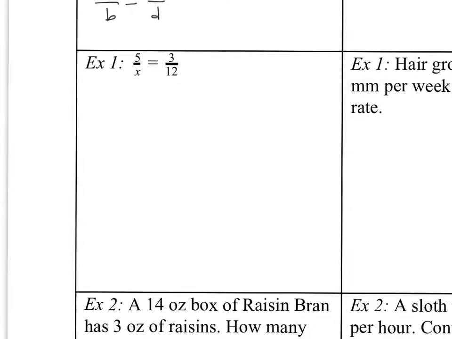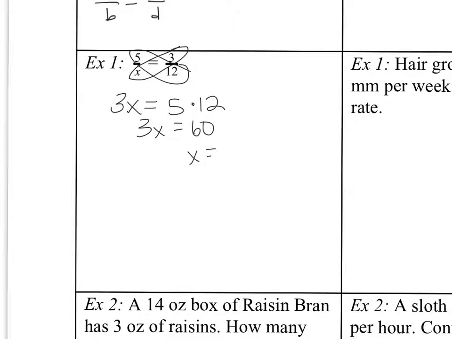So to solve for x within a proportion, what you can do is cross multiply. What that means is you can diagonally multiply 3 times x and set that equal to 5 times 12. So that's 3x equals 60, or x equals 20. That's one way you can do it.